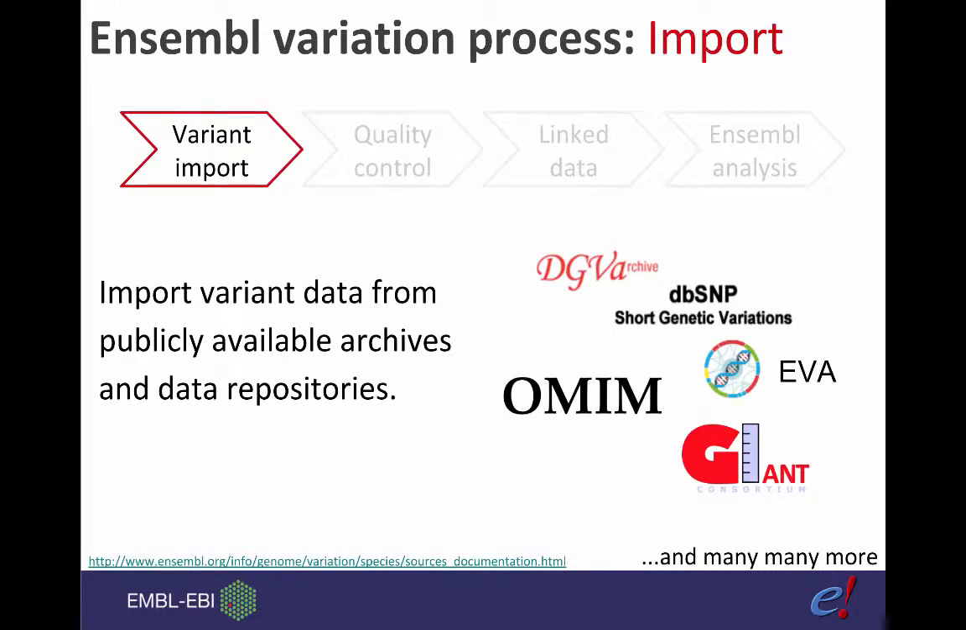So starting off with the variant import, we import data, as I said, from publicly available archives and repositories. The 2 main ones are the DGVA archive, which is where we get our structural data from, and then dbSNP, which is typically where we get our short sequence variation data from. There are a whole wealth of different resources that we have, and depending on the species, they are sometimes specific to that species. So I recommend that you check out this link at the bottom for your species of interest to see where the variation data comes from.